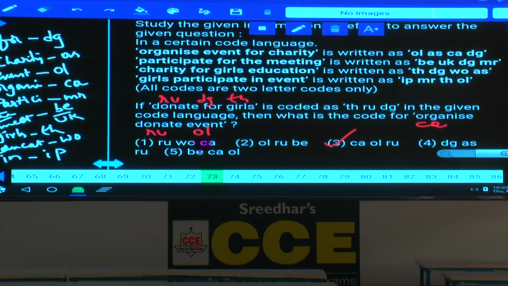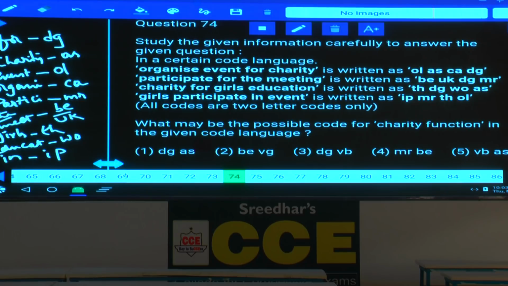CARUOL, that is choice 3. Then 74. What may be the possible code for charity function? The code to the word charity is AS and function is nowhere given in the word statements. And the code to this word function could be any of the codes other than the given codes. Now AS. Now ASDG or ASVB.